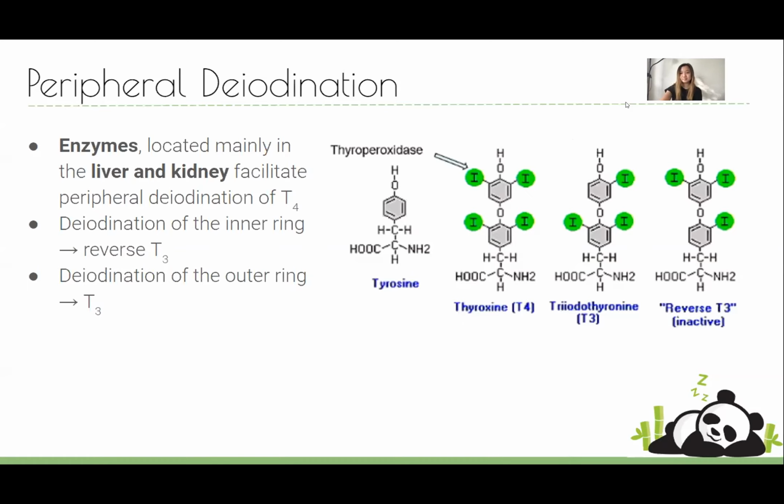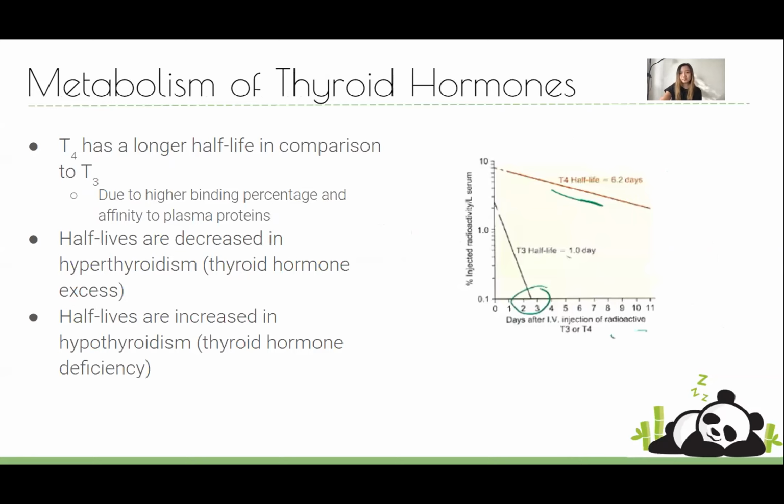Okay. Metabolism of thyroid hormone. So we've already touched on this a little bit, but we'll keep talking about it. T4, again, has a longer half-life because more is bound to our plasma protein, so it's more protected from excretion. Half-lives are decreased in hyperthyroidism, and half-lives are increased in hypothyroidism. I looked it up, and I'm not actually too sure of the mechanism on it, but it was in the lecture notes. So I guess roll with that.